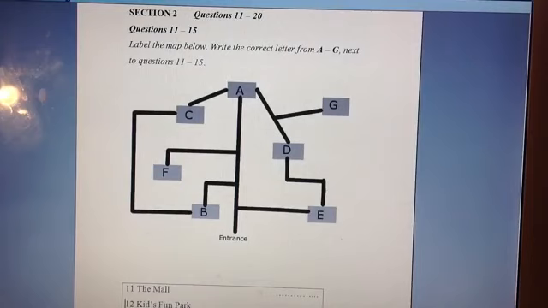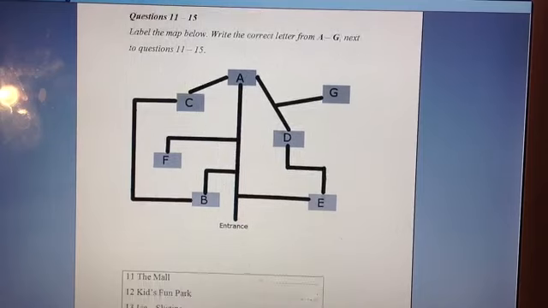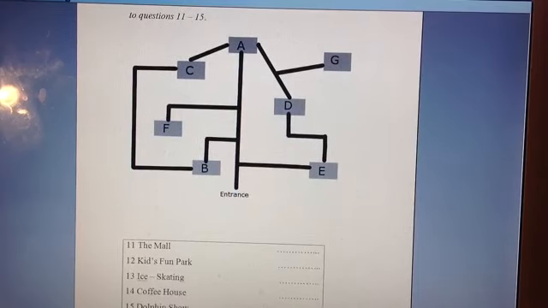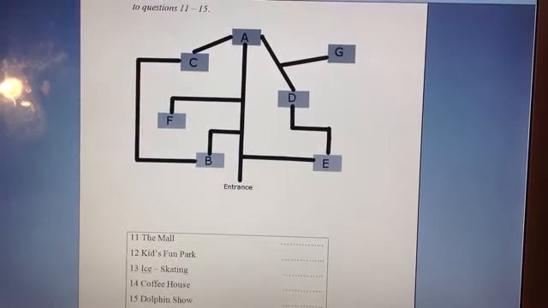Now, map labeling. Map labeling is very similar to diagram labeling. Instead of a diagram, you're going to see a map. So let's go straight ahead to the examples. Example number 1. Okay, let's read the instructions. Label the map below. Write the correct letter from A to G next to questions 11 to 15. And here's our box with our questions down there.